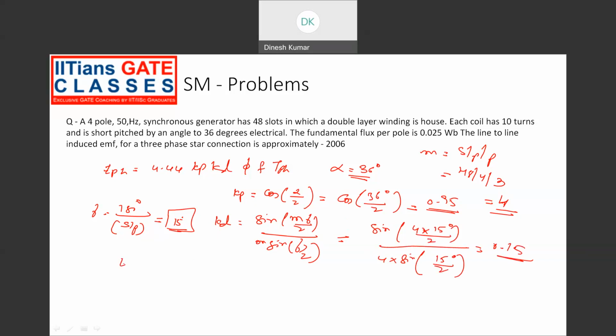So if we substitute all this, we will have Ep equal to 4.44 times 0.95 times 0.15 times flux 0.025 Weber times frequency 50 times turns per phase. Turns per phase is, they have given us 48 slots, so 48 times number of turns 10, divided by 3. Okay. So if you solve the expression, you will be getting the induced EMF.